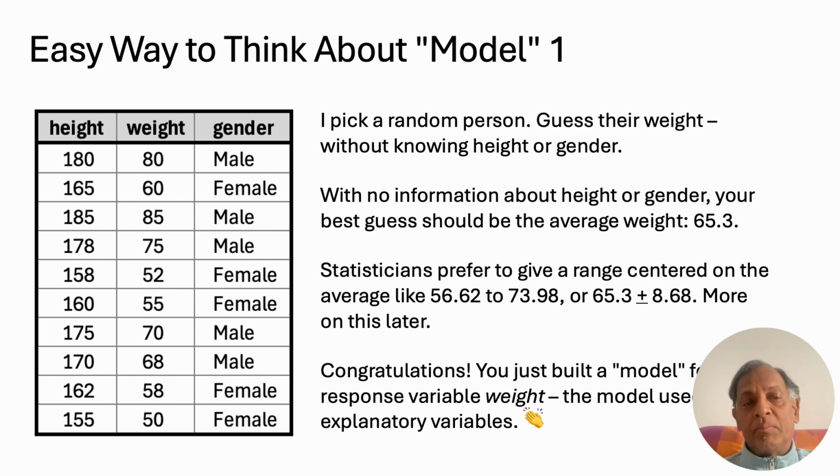Okay, that's it. You just built a model to find the weight of a person randomly chosen from here, but your model had no explanatory variables. Right? In other words, we didn't say, well, given such a height and such a gender, this is going to be the weight. We didn't have any of that. We just said, this is a model to predict the weight with no explanatory variables.